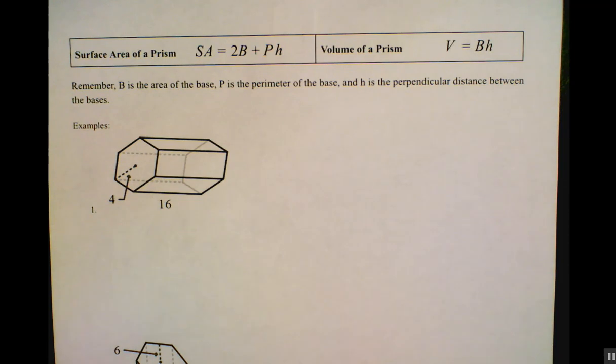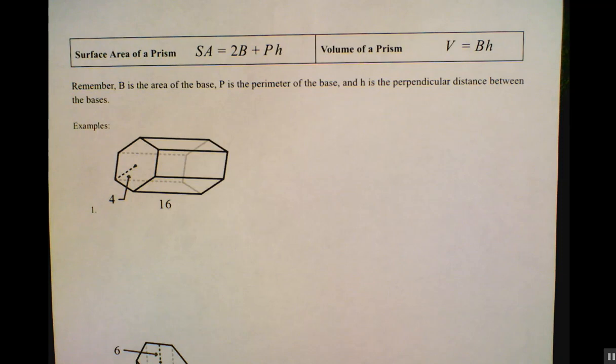Okay, so in part two of this video, we're talking about how to find the surface area and volume of a hexagonal prism, and we've set up that our hexagons for our bases will be regular hexagons, meaning they are equilateral and equiangular. So we have our surface area and volume formulas for prisms written at the top of the page. Surface area is 2 times the area of the base plus the perimeter of the base times the height of the solid. And the volume is the area of the base times the height.